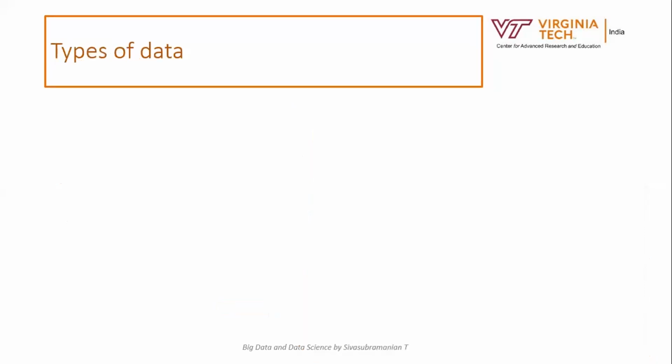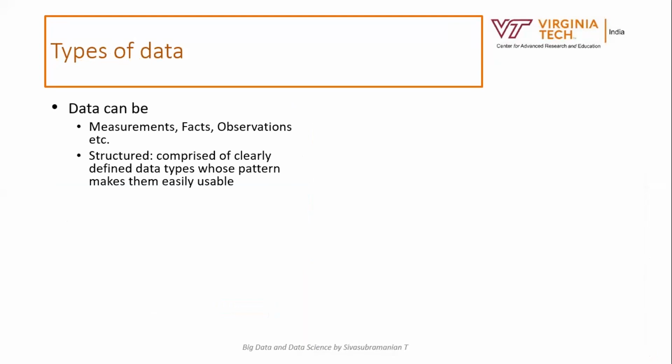Okay, so what are the types of data? Data can be measurements or facts or observations, etc. What's the temperature today in Chennai or in Hyderabad or in Mumbai? That's a measurement, right? That's data. What's a fact? What was the last closing stock market yesterday? That's data too. And the data could be structured. It could be comprised of clearly defined data types whose pattern makes them easily usable.